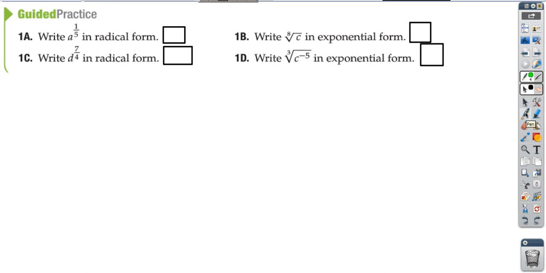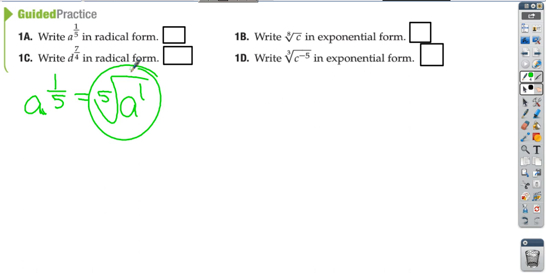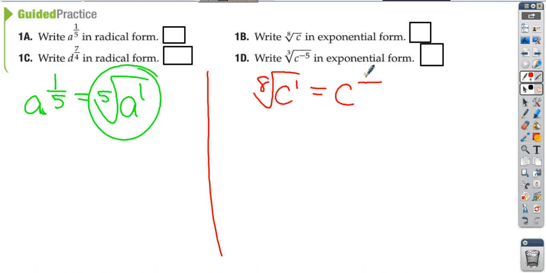Let's do a couple more here. The first one, a to the 1/5, means take the 5th root of a to the first power. So that's what that means right there. Okay, the second one, this one says the 8th root of c to the first. That's the same as c to the 1/8 power, because 8 is the root and 1 is the power we're raising to.